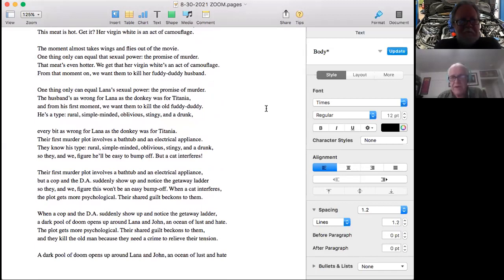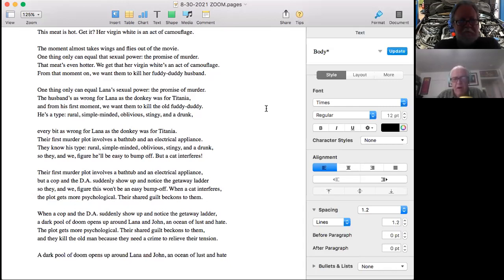They know his type: rural, simple-minded, oblivious, stingy, and a drunk. So they and we figure he'll be easy to bump off. But a cat interferes. Their first murder plot involves a bathtub and an electrical appliance, but a cop and the DA suddenly show up and notice the getaway ladder, so they and we figure this won't be an easy bump off. When a cat interferes, the plot gets more psychological.